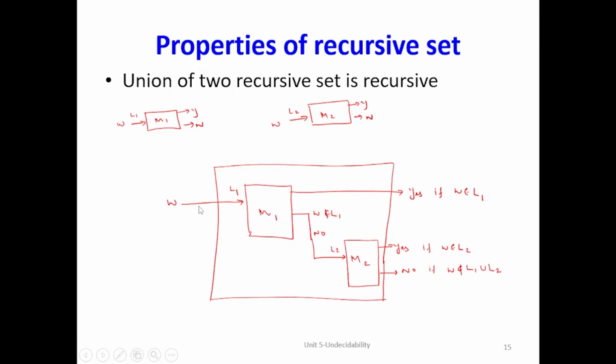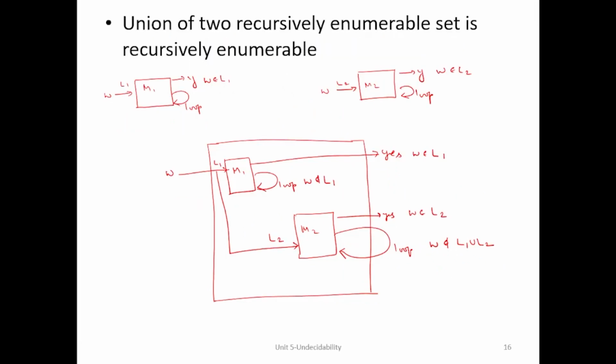If W is not accepted by M1, it should be given to machine M2. Suppose the machine M2 does not accept the same W, it will also produce no output. So if W is not accepted, it means both L1 and L2 do not accept that string. So the union of two recursive sets is recursive. This is the proof for the first property.